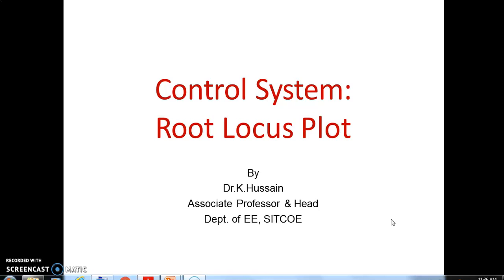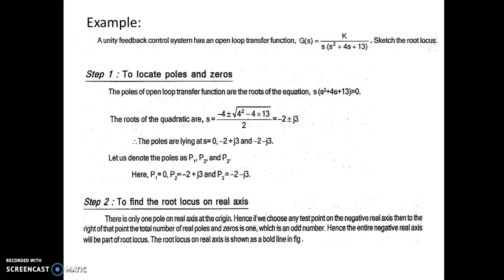Now, root locus plot. How to construct a root locus plot? By taking one small example, we can easily understand how to construct the root locus. You see here the given example.